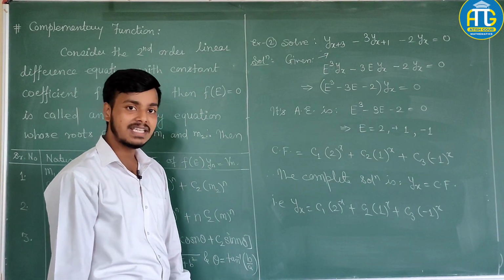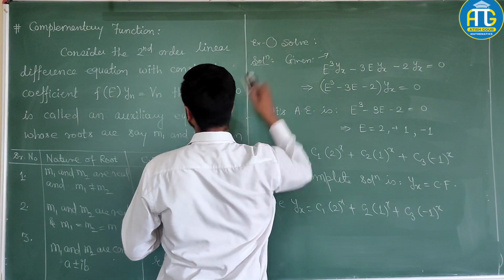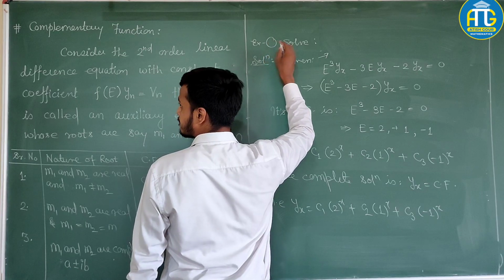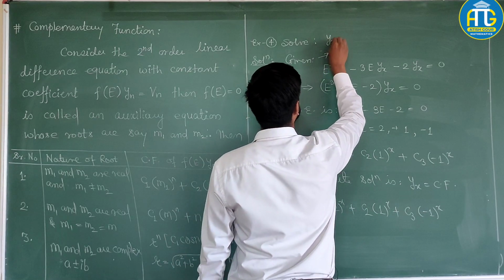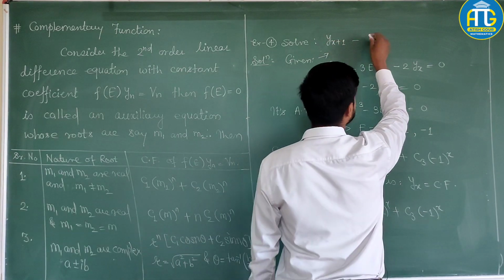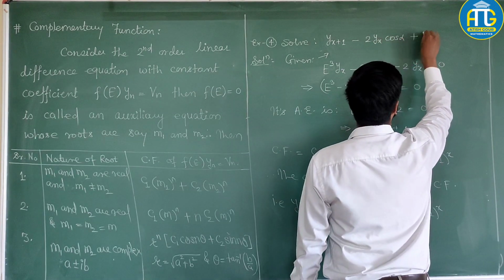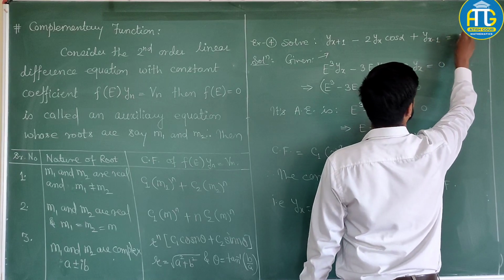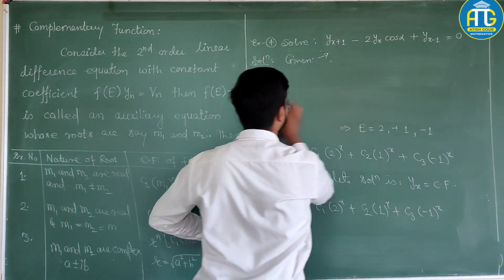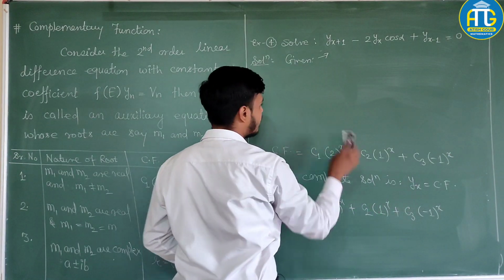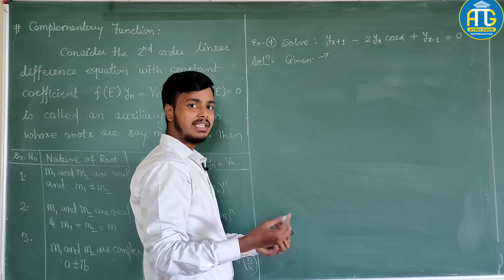Now let us take one interesting example to conclude this learning video. So we have the fourth problem, which is yx plus 1 minus 2yx cos alpha plus yx minus 1 is equal to 0. Now we have this equation. Now see the beauty of this equation and try to find out the auxiliary equation and then the roots.